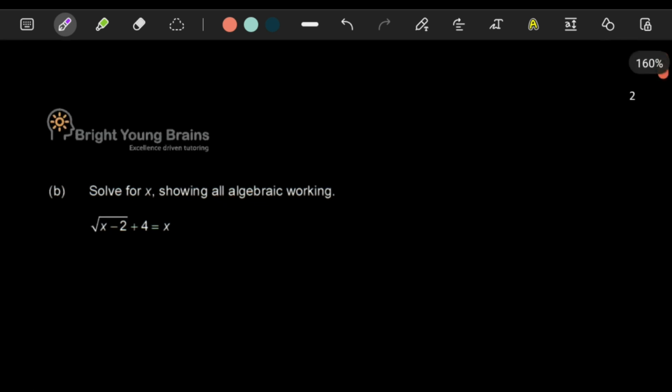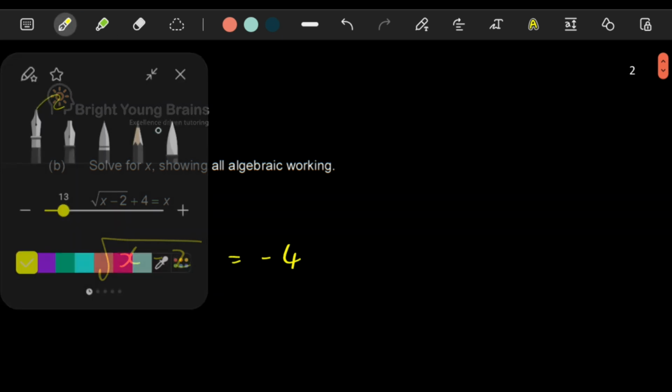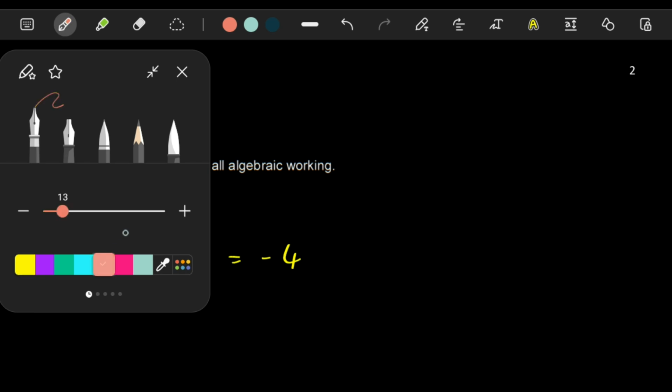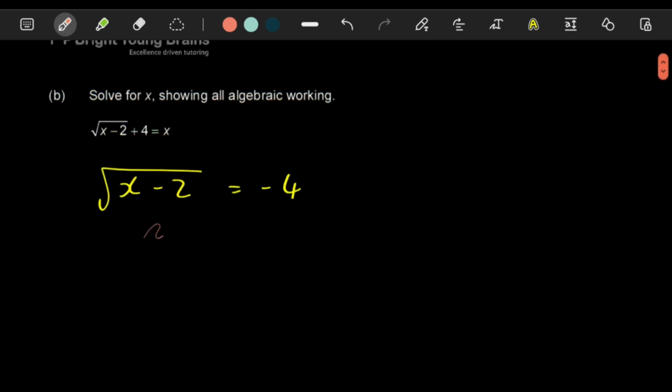But anyways, let's see. Solve for x, showing all algebraic workings. Oh, this question looks like something from the algebra course. But anyway, solving for x here, the easiest thing you can do is to take the value of this -4 and take it to the other side. Now, the one thing I can say up front while working out this question is that questions like these normally end up with two answers, but usually one of them is correct.